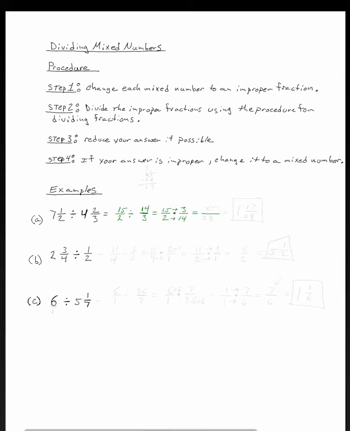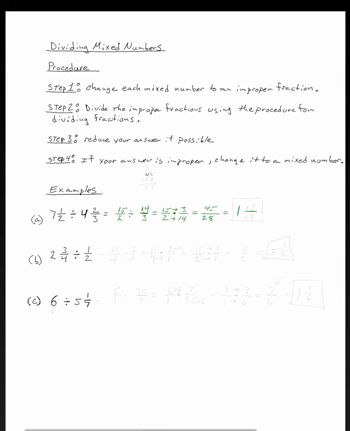Multiply straight across. 15 times 3 is 45. And 2 times 14 is 28. Now we need to know how many times will 28 go into 45. Well, 2 times 28 is 56, so it won't go in twice. So it's just once. And now we need to figure out what the remainder is.